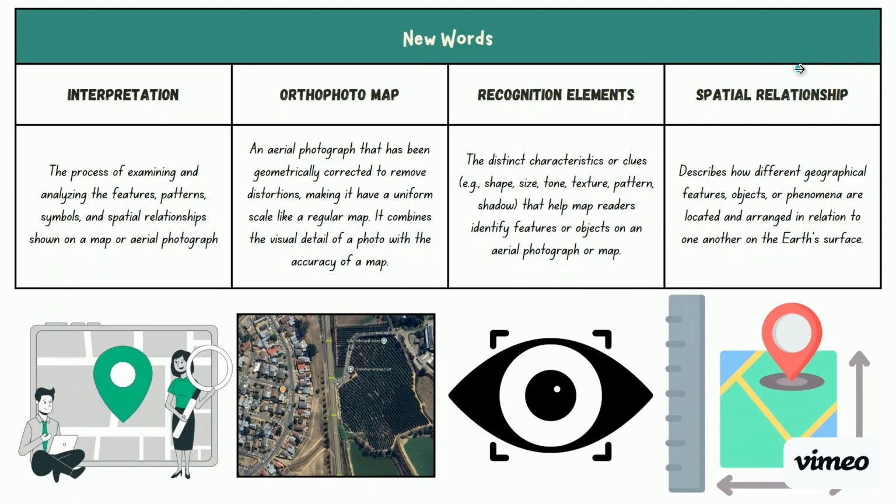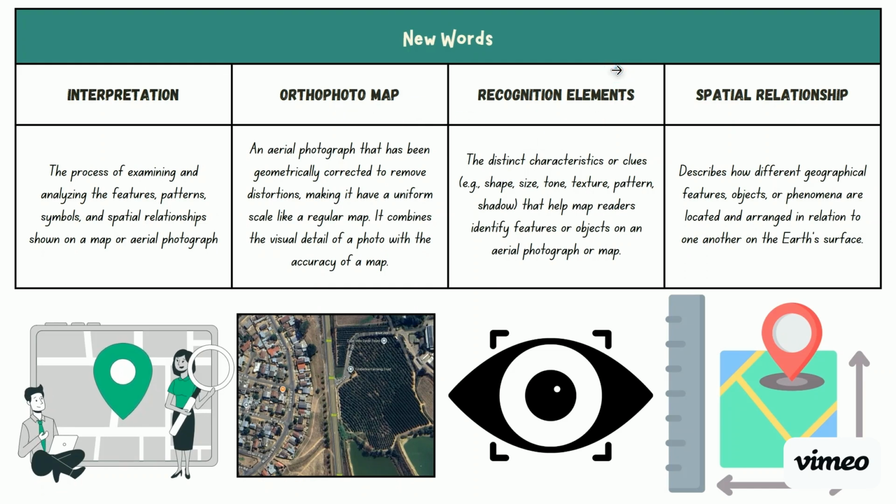So the new words that you need to know is interpretation. That is the process of examining and analyzing the features, patterns, symbols, and spatial relationships shown on a map or aerial photograph. The orthophoto map is an aerial photograph that has been geometrically corrected to remove any distortions and to make it a uniform scale like a regular map. It combines the visual detail of a photo with the accuracy of a map.